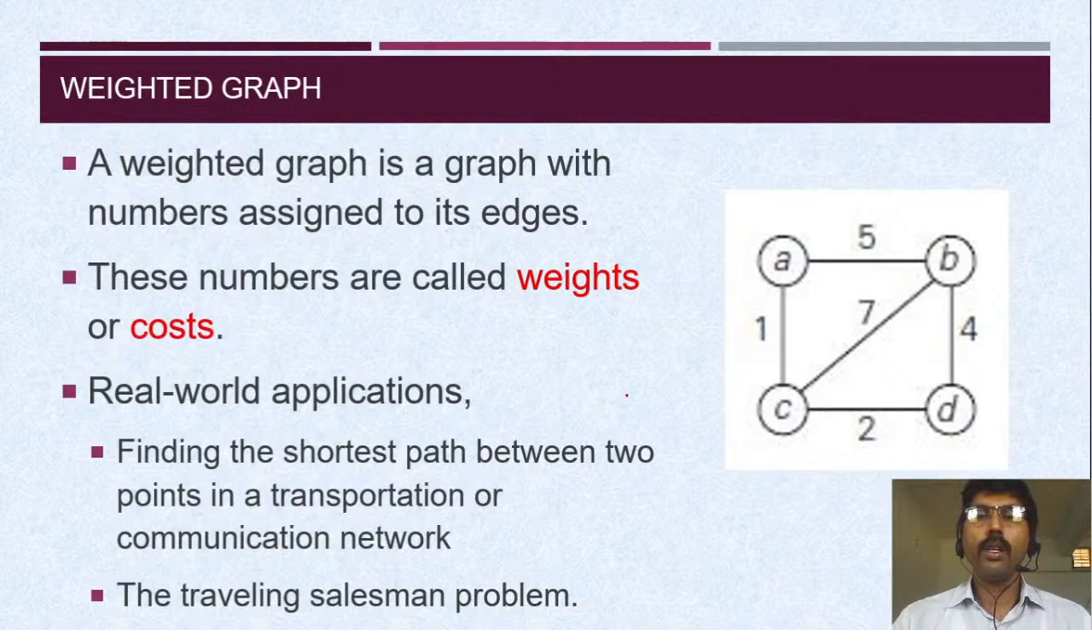Or in computer networks, we have to transmit some message from one computer to another computer. In between there are many routers. So between source and destination there are many paths. Which path is best or shortest can be identified using a weighted graph. The second real-life application is the traveling salesman problem. Like that, there are many applications which we can solve using a weighted graph.